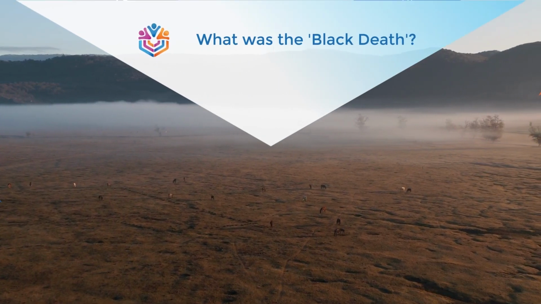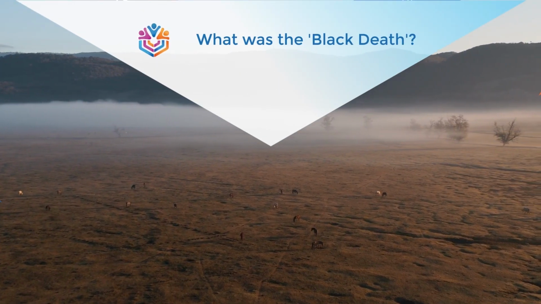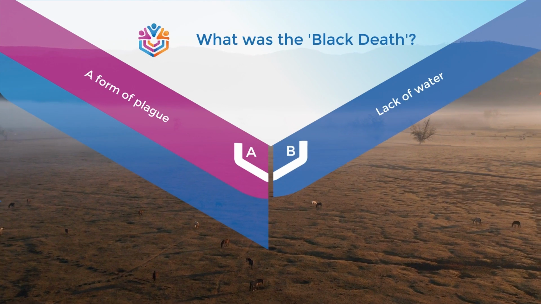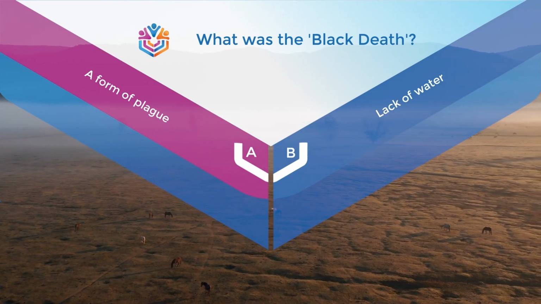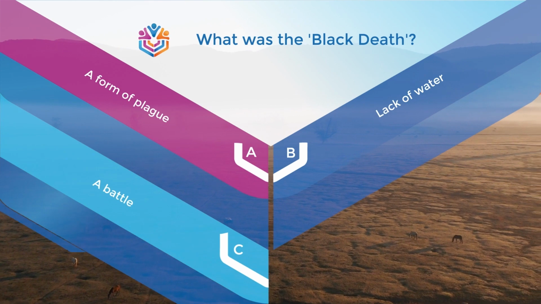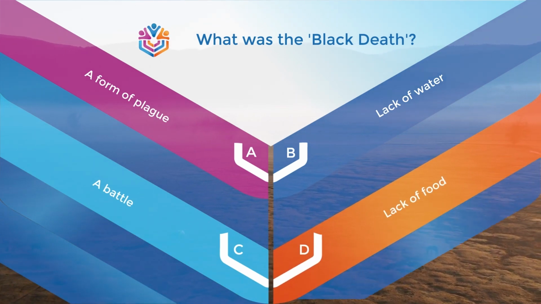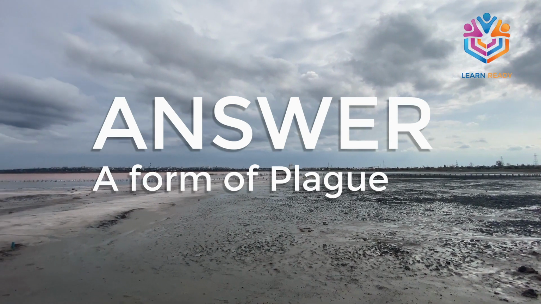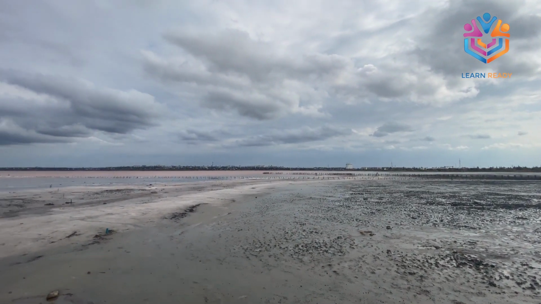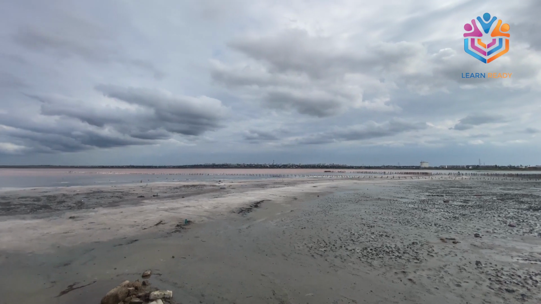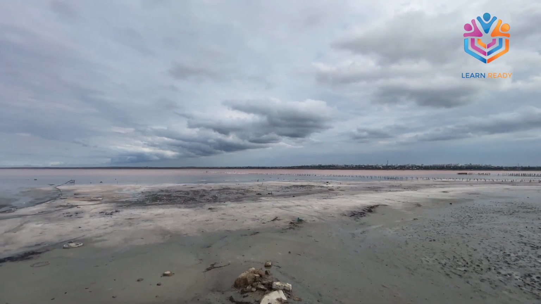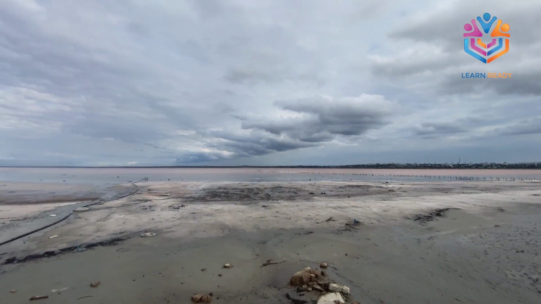10. What was the Black Death? A. A form of plague. B. Lack of water. C. A battle. D. Lack of food. Answer: a form of plague. In 1348, a disease, probably a form of plague, came to Britain. This was known as the Black Death. 1/3 of the population of England died, and a similar proportion in Scotland and Wales.